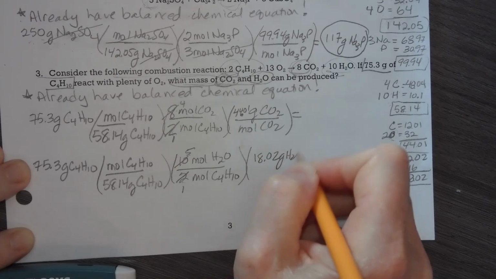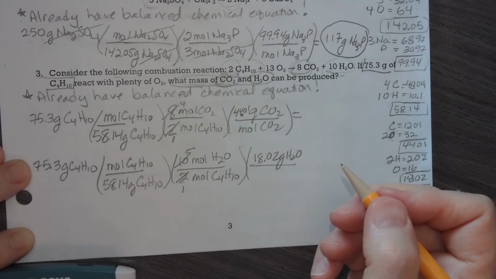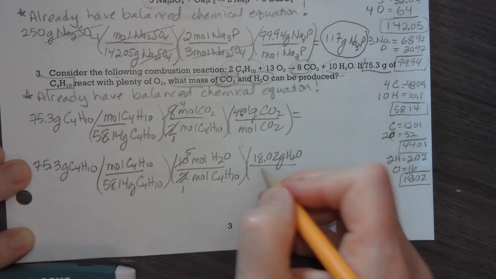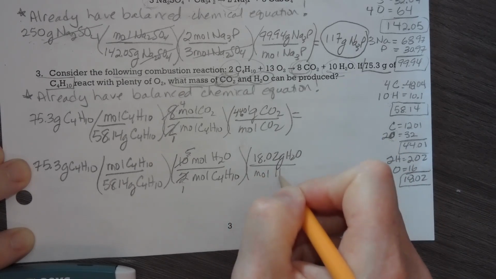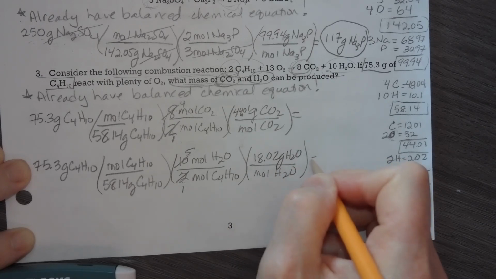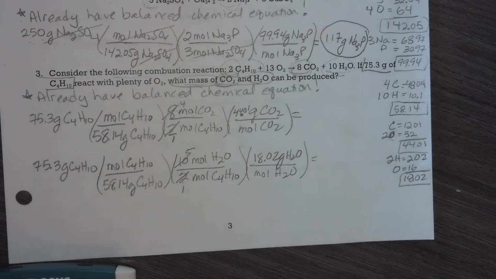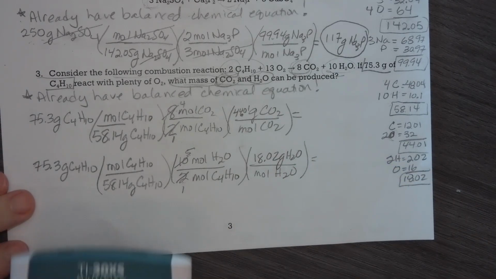You'll notice that some of these elements we use a lot, like carbon, hydrogen, oxygen. Hopefully you have those molar masses memorized so you don't have to look them up every time. But you don't have to memorize them. You have the periodic table available to you at all times.